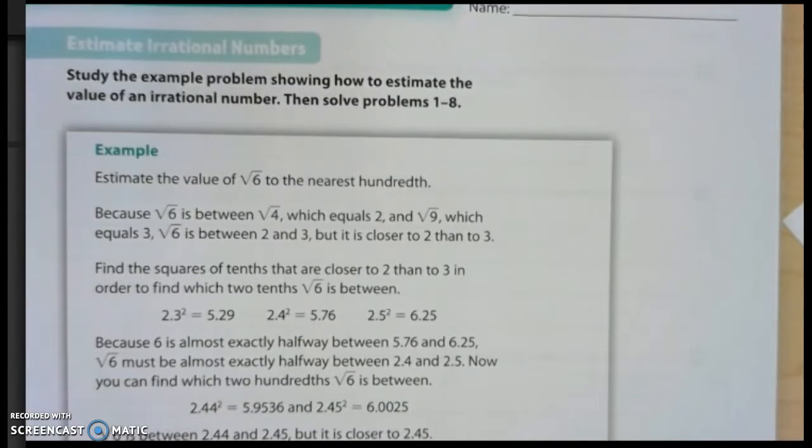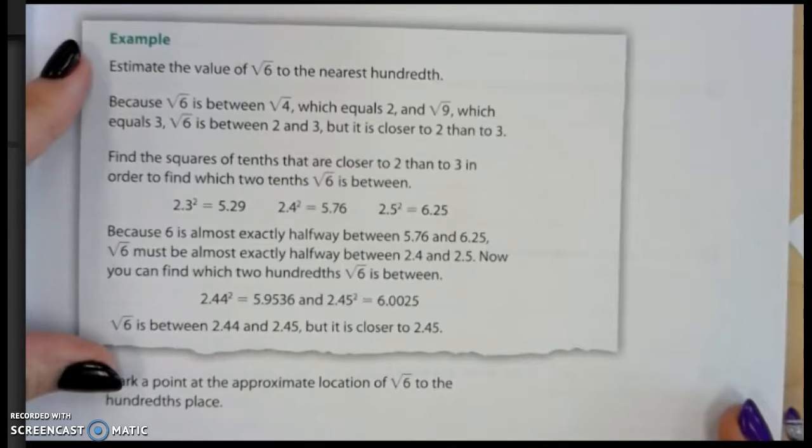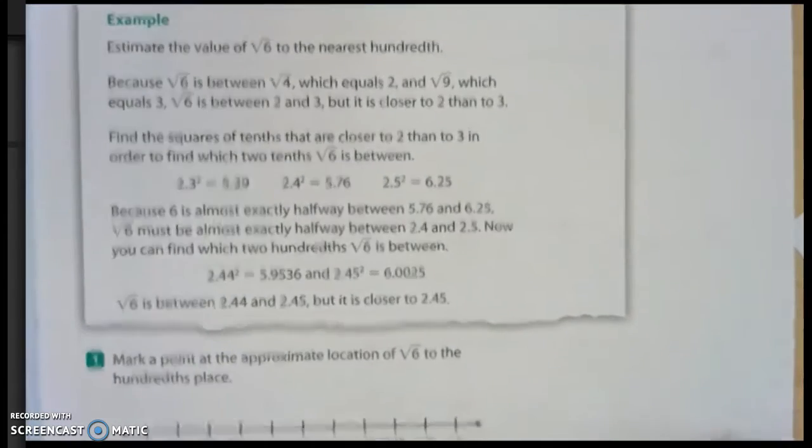On page 25 in your practice book, Estimating Irrational Numbers, it says study the example problem showing how to estimate the value of an irrational number and then solve problems 1 through 8. This is what we were doing on a number line. You find the two perfect squares on either side of it, and then you estimate to see where the number falls in between those. Now the book wants us rounding to the hundredths, which is what they're showing you in this example problem. I told you I'm okay with going to the tenths place.